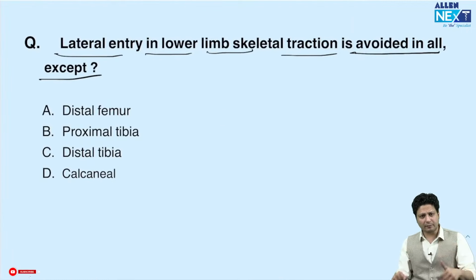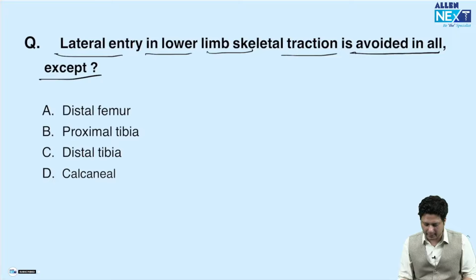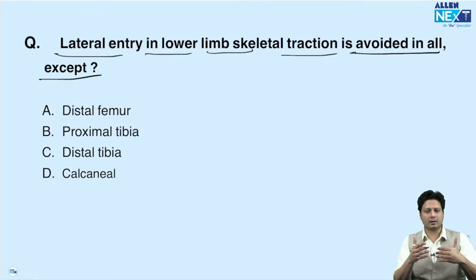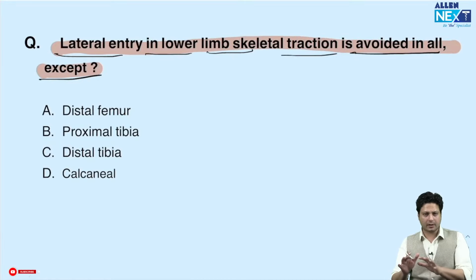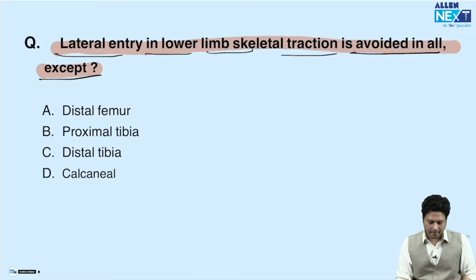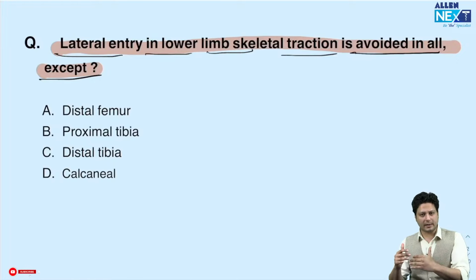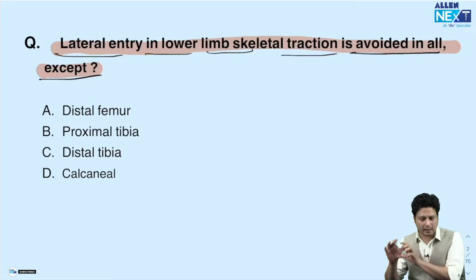But before we talk anything related to the indications, next let's talk about the question: in lower limb skeletal traction, lateral entry is avoided except at which sites can you put the pin? It could be the distal end of the femur, it could be the proximal end of the tibia, it could be the distal end of the tibia, or you can also insert the calcaneal pin.